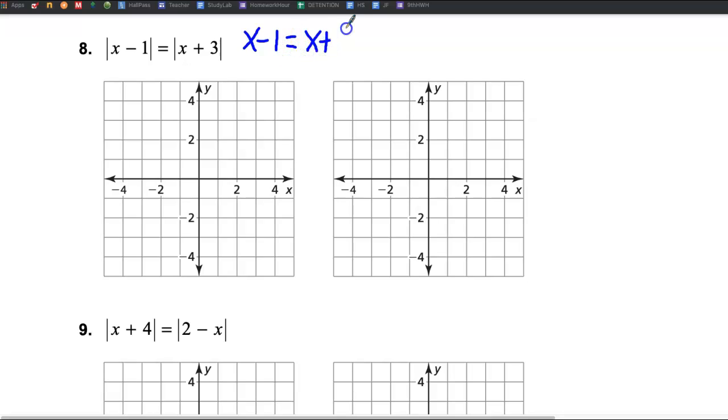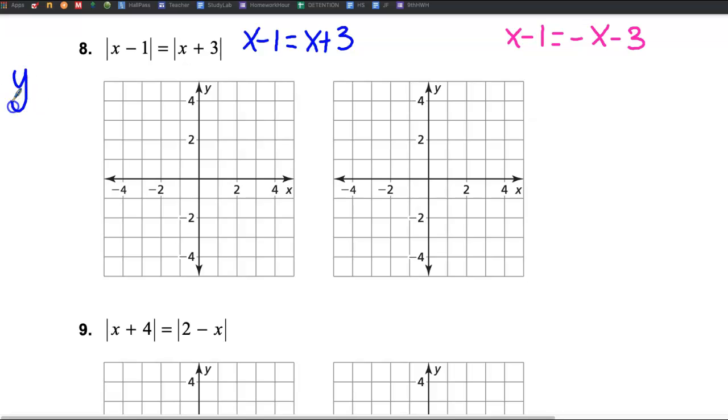Good. Okay, Truman, tell me what the negatives would be. X minus 1 equals negative x minus 3. Negative x minus 3 because you distributed the negative. Yes. Okay. So going back to the blue equations, our positives, what would the two equations be, Brock?